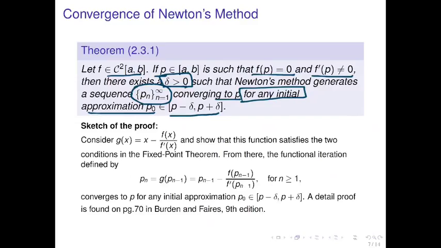But if you're a math major, I would strongly encourage you to read through it and try to understand all parts of that proof. The proof basically goes as the following. We start with the function g of x, which is x minus f over f prime. We want to show that this function satisfies the two conditions in the fixed point theorem, because then it guarantees convergence. Once that's established, then the functional iteration defined from the fixed point theorem gives us the following. And like I said, the fixed point theorem basically guarantees convergence for any initial estimates as long as it's within a small range from p.